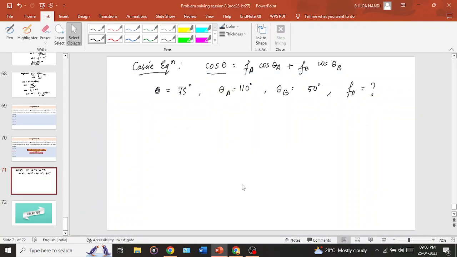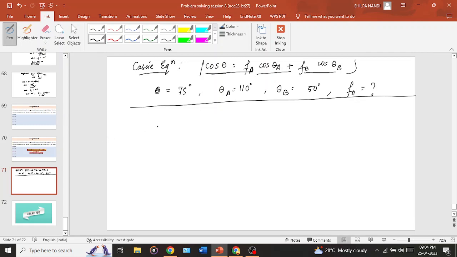Okay, let's see. So you have to just put the values. For that, cos theta, this is your main formula here, right? So cos 75 is equal to Fa cos 110 plus Fb cos 50, right?